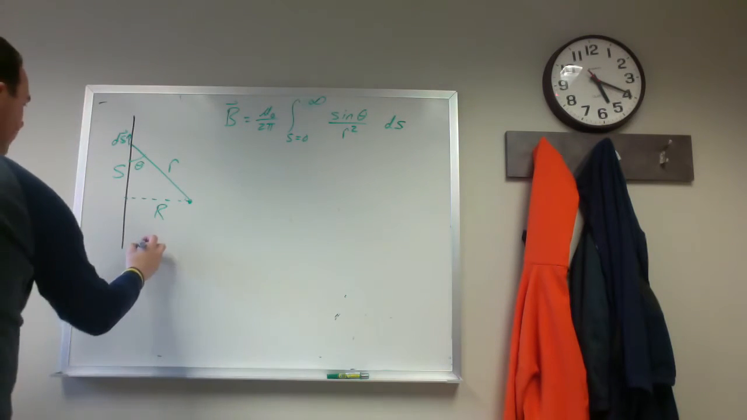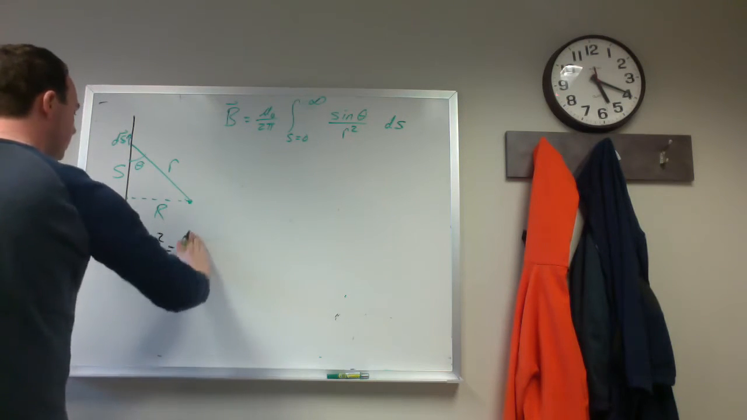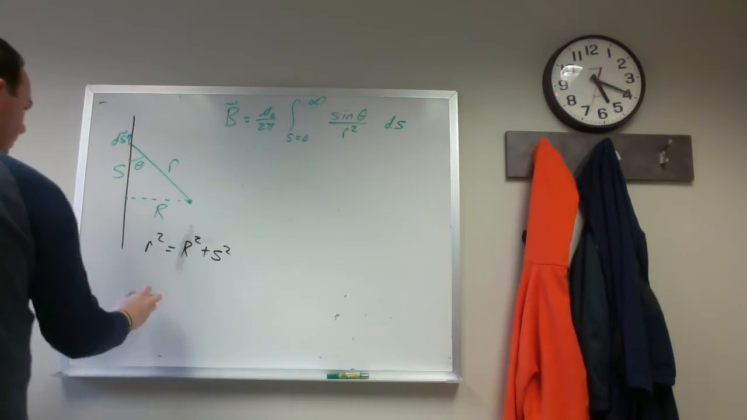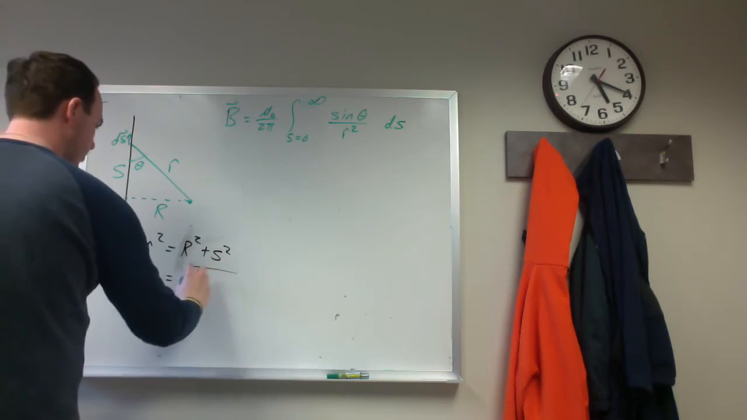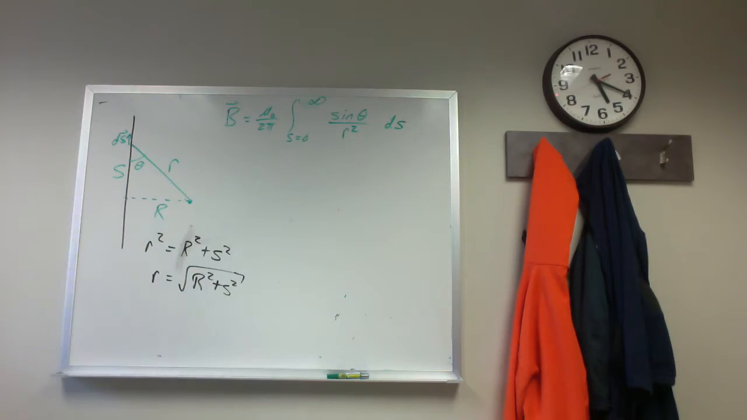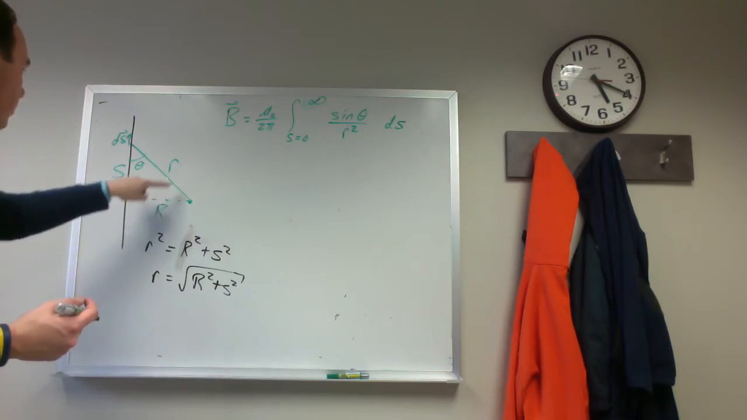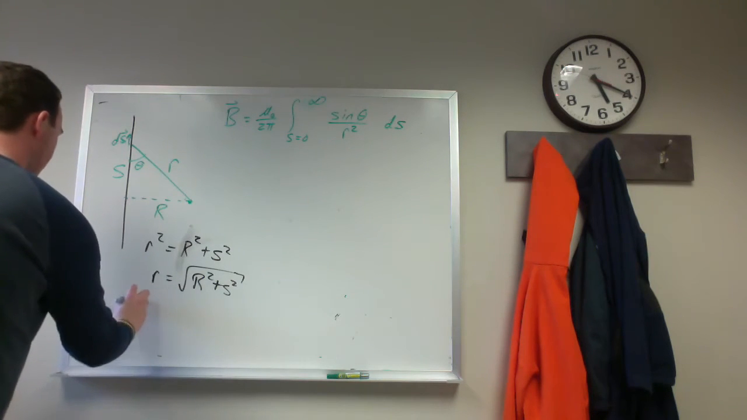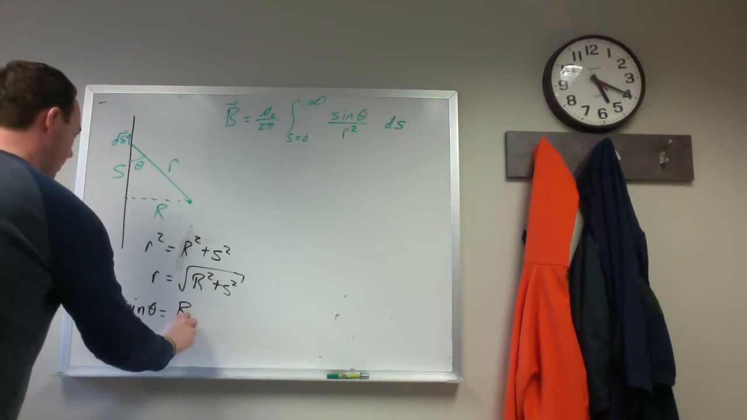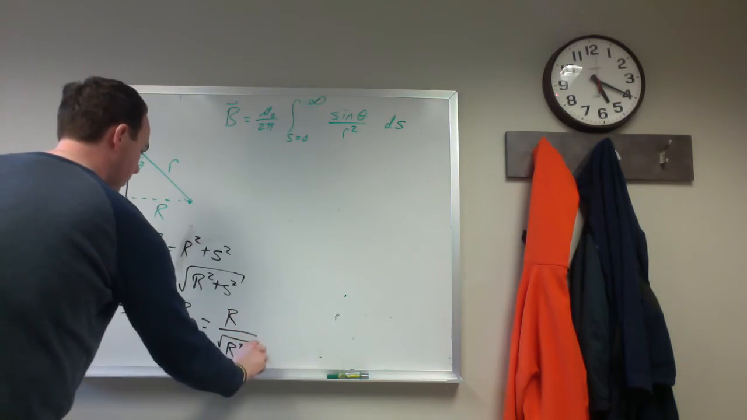In our triangle, from the Pythagorean theorem, we have r squared is equal to big R squared plus s squared. That means that little r is equal to the square root of that. And then the sine of theta is the opposite over the hypotenuse. So sine theta is equal to big R over little r, which is big R over the square root of big R squared plus s squared.